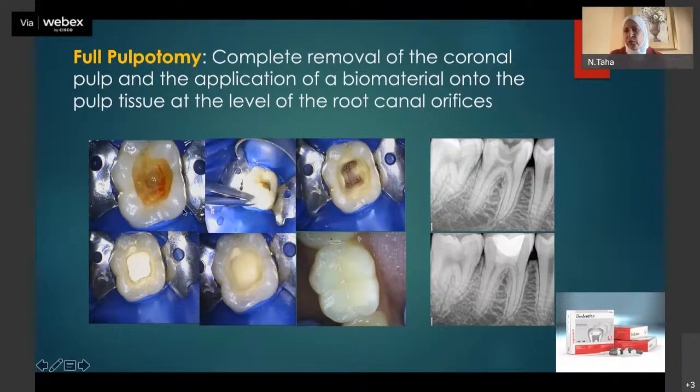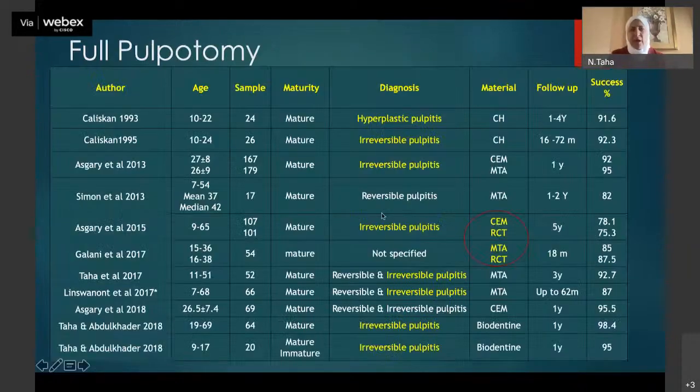You place it in 2 to 3 millimeter thickness over the exposed pulp, place a liner, and then restore with composite, and always take a post-operative radiograph for future follow-up. This is also a full table of several studies starting in 1993 by a Turkish group leader, Kaliskan. He looked at mature teeth with irreversible pulpitis, with hyperplastic pulpitis, and he used calcium hydroxide at that time, but it was a very thorough procedure, and he got a success rate over 90%.